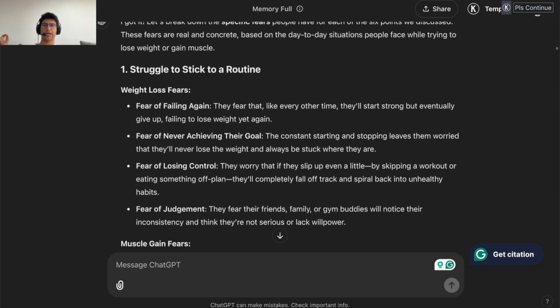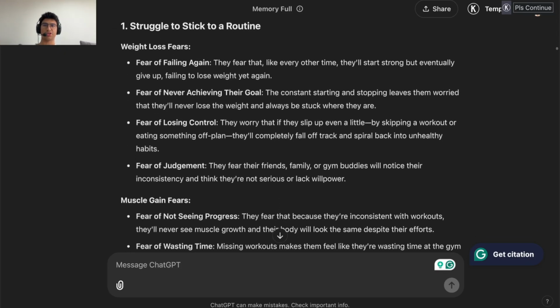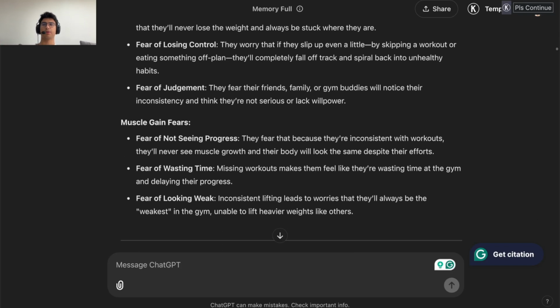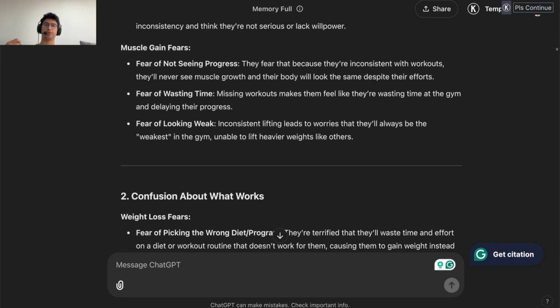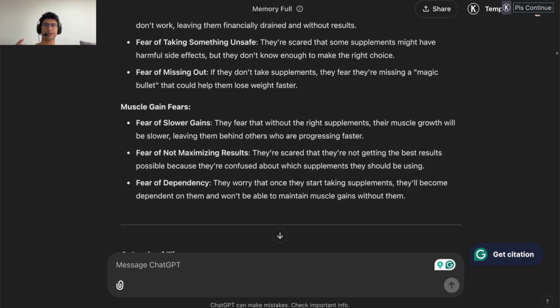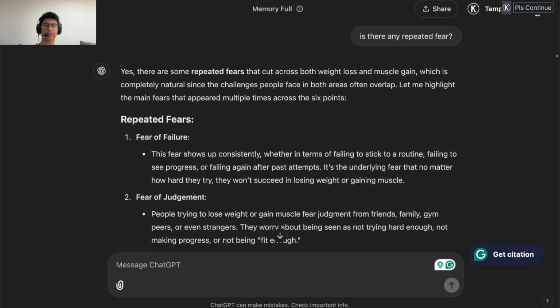So now the pain, as you already know, is to struggle with a routine. But what are the fears that come from sticking to a routine? So fear of failing again, fear of never achieving their goal, fear of losing control, fear of judgment. Muscle gain fears: not seeing progress, wasting their time, looking weak. And you're going to have everything right here, guys, literally everything. So now let's move on to the next part.